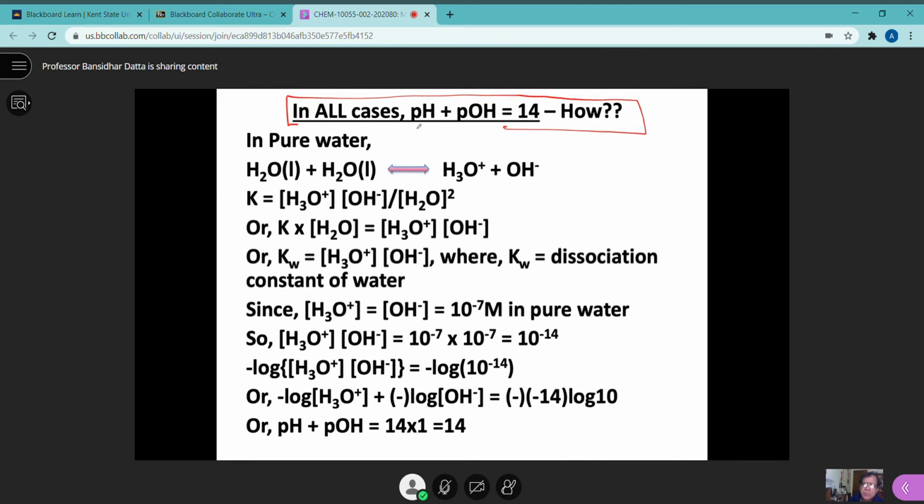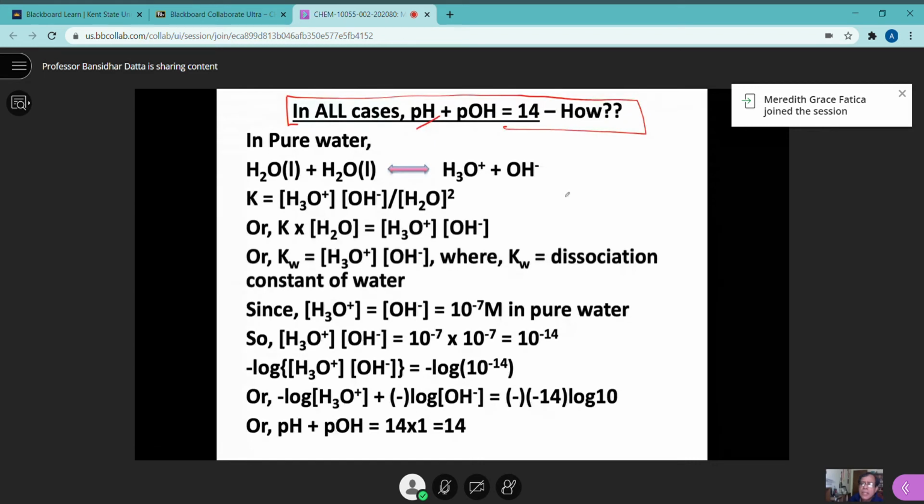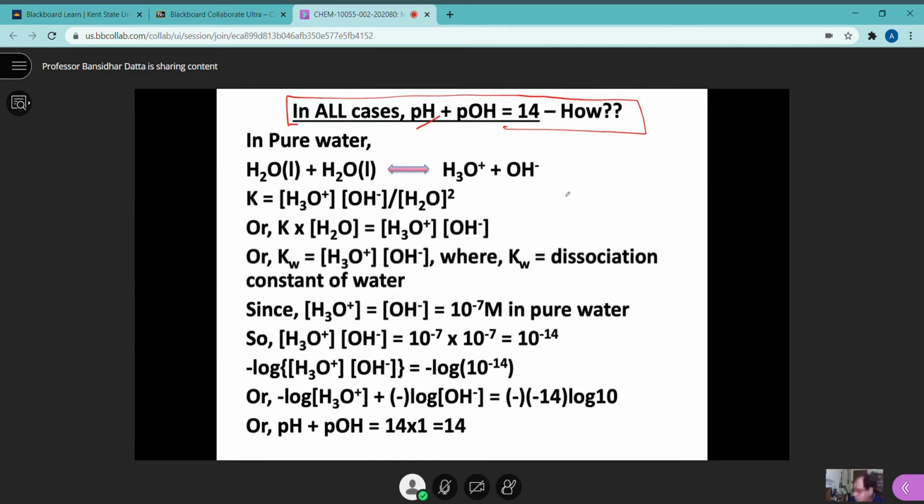Therefore, if you know the pH of a solution, you can calculate the pOH. Let me ask you a question. If a solution has a pH of 7, what's the pOH of the solution? 7. 14 minus 7 is 7. If the pOH of a solution is 3.5, what's the pH? 3.5 is the pOH. What's the pH? Yeah, 11.5. That is correct.